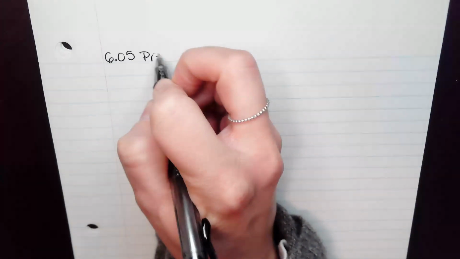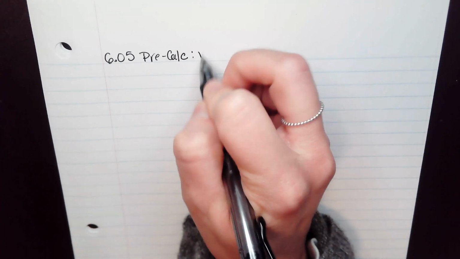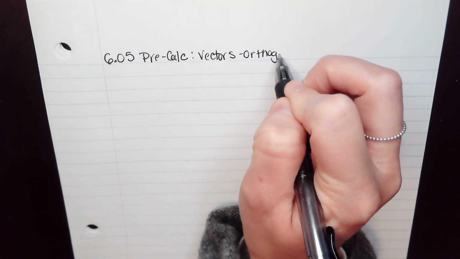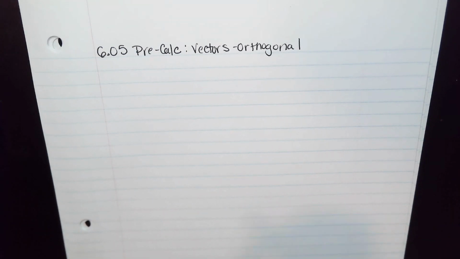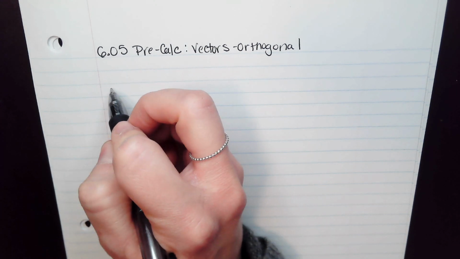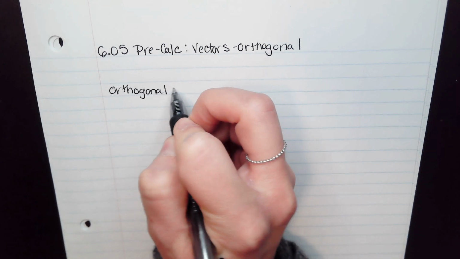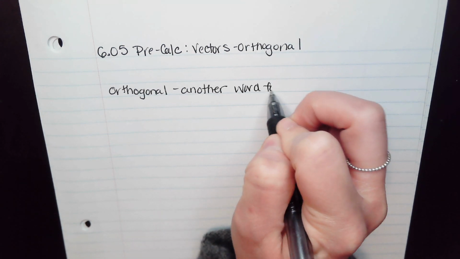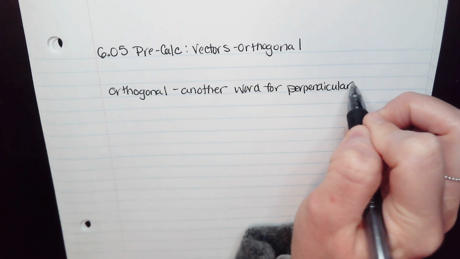Hello, we're on 6.05 today, and we're going to talk a little bit of a shorter lesson today on vectors and talking about if they are orthogonal or parallel. So, first of all, orthogonal is just another word for perpendicular. So we're seeing if these vectors are perpendicular or parallel.